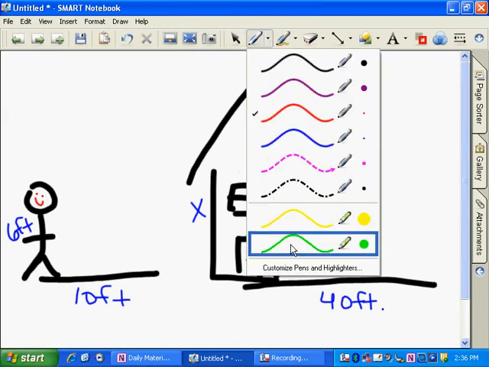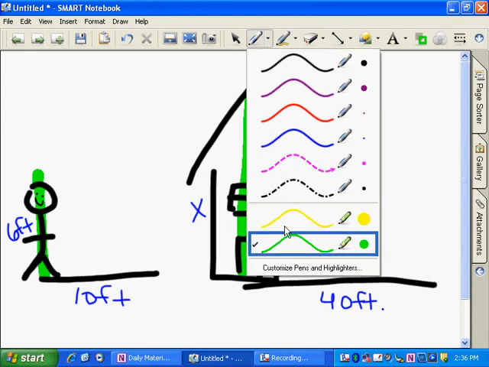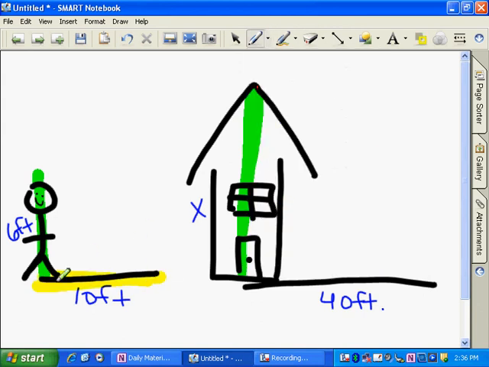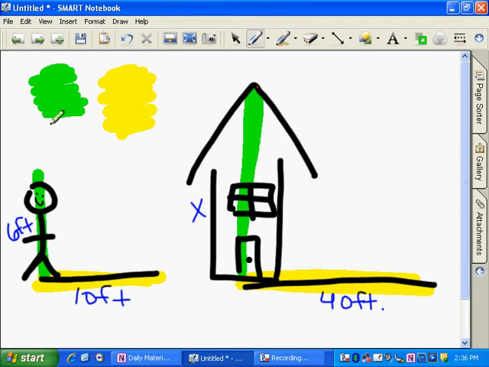So again, we're going to see what sides correspond to each other. The height of the person is going to correspond to the height of the house. That's going to be x. And then the length of the person's shadow corresponds to the length of the house's shadow. So when we set up this proportion, we're going to say the height of the person, which is 6, over the height of the house is equal to the length of the shadow of the person to the length of the shadow of the house.